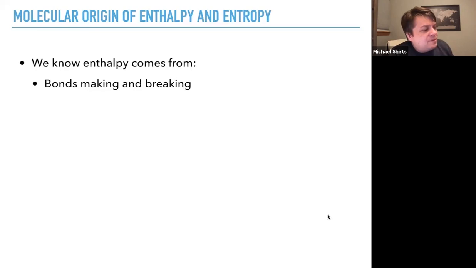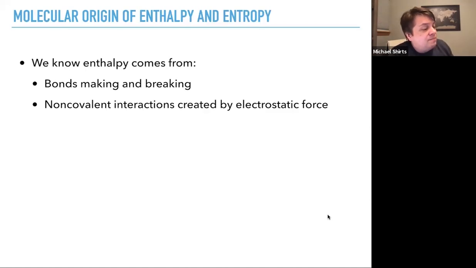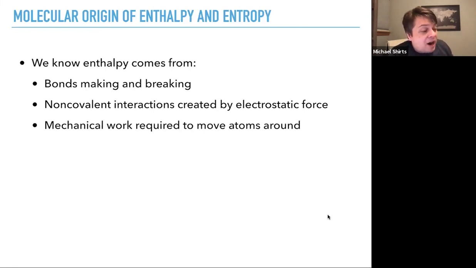Well, we know enthalpy comes from bonds making and breaking. Right? We can actually have a pretty good estimate of the change in enthalpy of reaction just by looking at the strength of the bonds involved. Non-covalent interactions are created by electrostatic force. By looking at the electrostatic interaction of ions as they come together, enthalpy comes from those. And if you think about pressure-volume work, we have enthalpy changes due to the mechanical work needed to move atoms around by pressure.